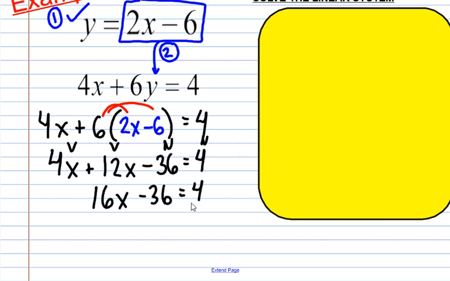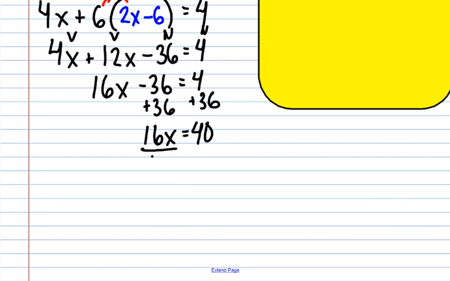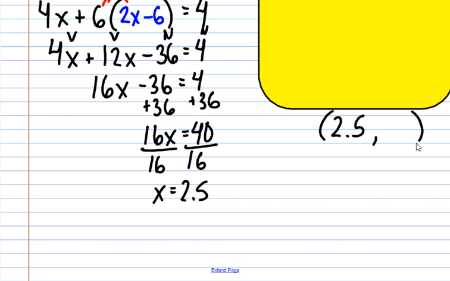I need to get same side by adding 36 to each side. I then get 16x equals 40. And if I divide by 16, I then get that x is equal to 2.5. And this is an excellent example because my point of intersection has a decimal. That's why graphing wouldn't have been a great, fantastic choice. So I'm done with step 2.